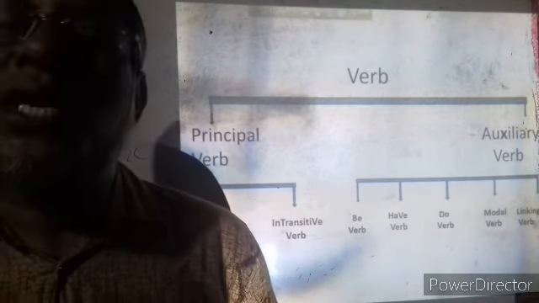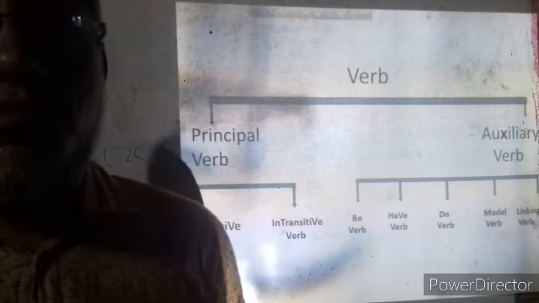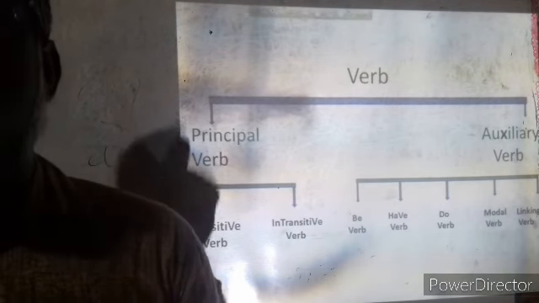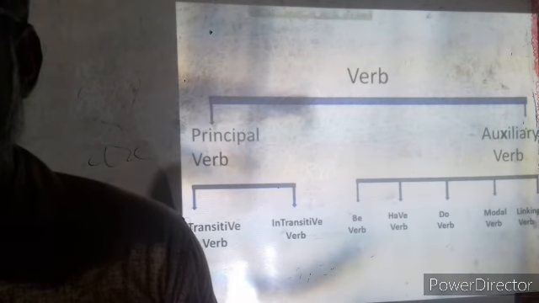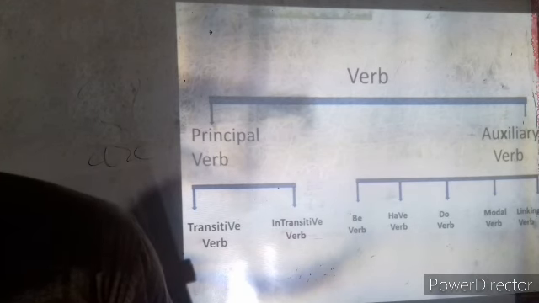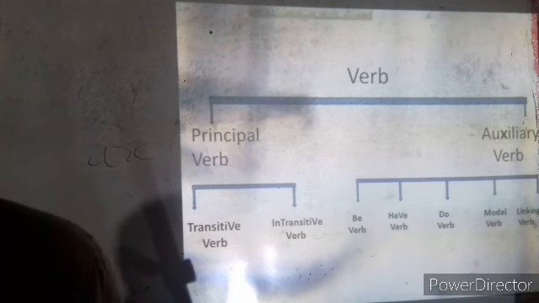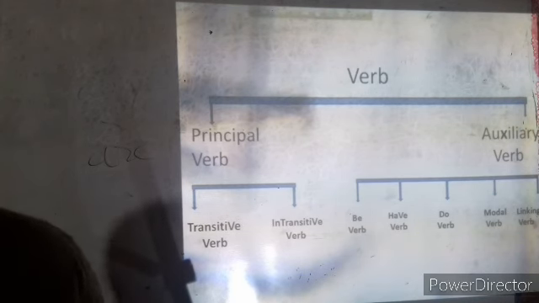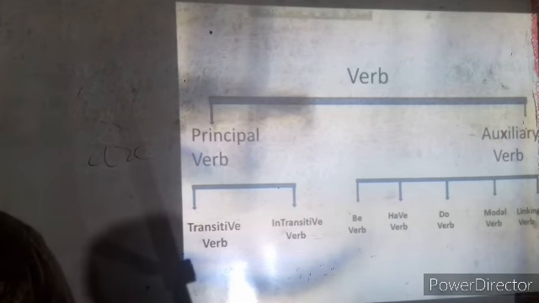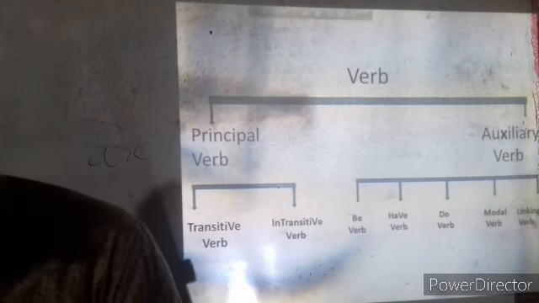My dear student, probably you have understood all kinds of verbs. First of all, verb is one kind of action or state or condition. Verbs are mainly two kinds, finite verb and non-finite verb. We have discussed already. Then verbs are divided into two categories, principal verb and auxiliary verb. Principal verb are also two kinds, transitive verb and intransitive verb. And auxiliary verb are five kinds: be verb, have verb, do verb, modal verb and linking verb.